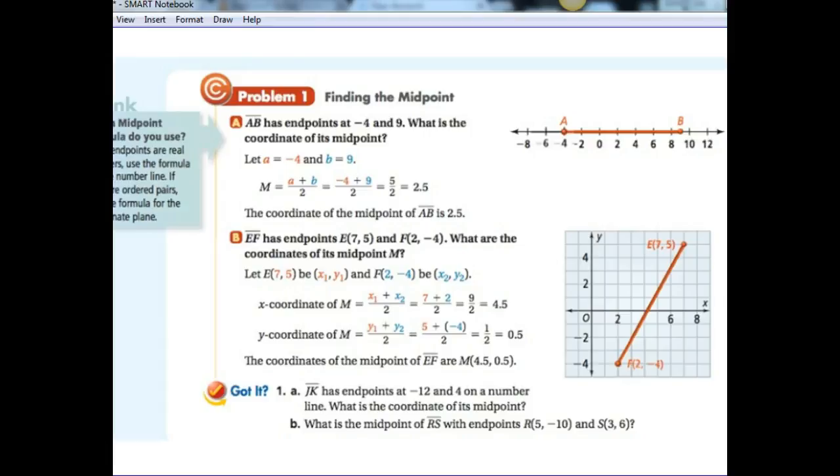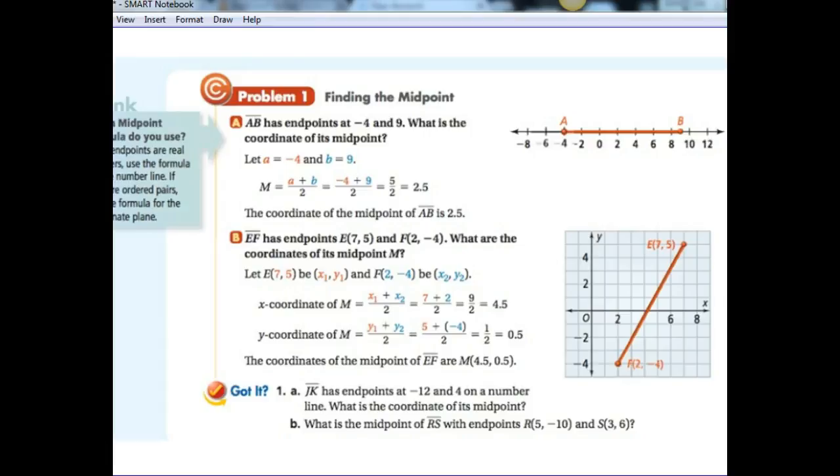When points are on just a number line, then you literally just have to add the beginning number and the end number together and divide by 2, which is what part A here is showing you. AB has endpoints of -4 and 9. What is the coordinate of the midpoint?